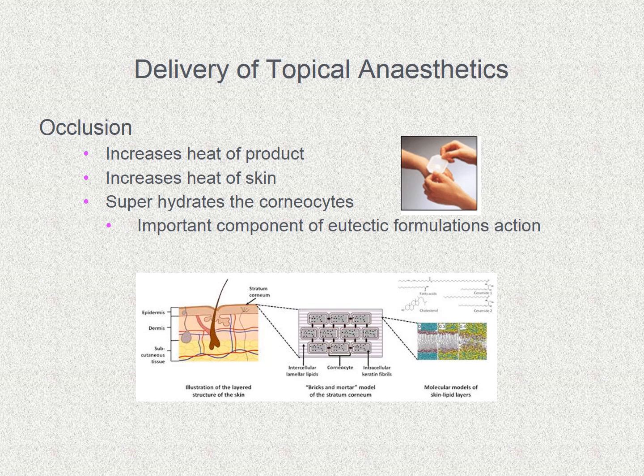Also, the occlusion superhydrates, it keeps the water within those corneocytes within the stratum corneum. That gives us a nice compact effect, and it can help enable the passage through the intercellular route. So that's why for the eutectic mixtures or the more heat sensitive formulations, where we want to get the product melting at 18 to 30 degrees so that we can get the oil droplets formed, occlusion can be a really important part of that.